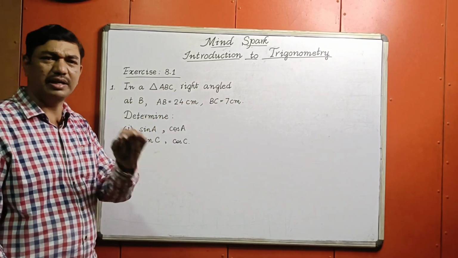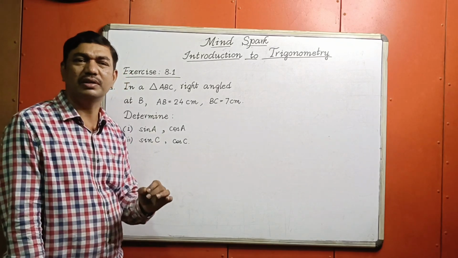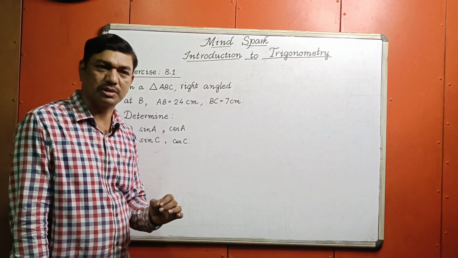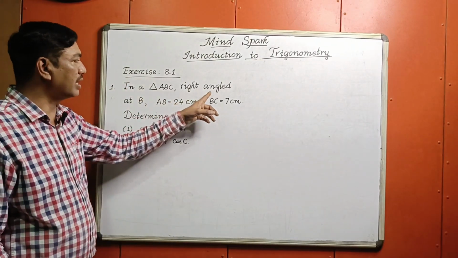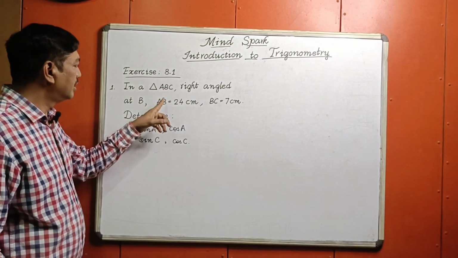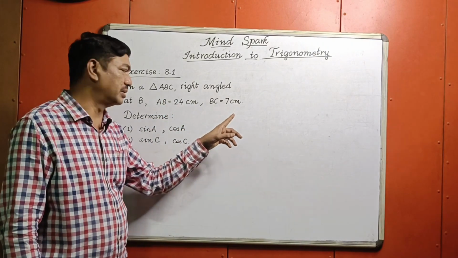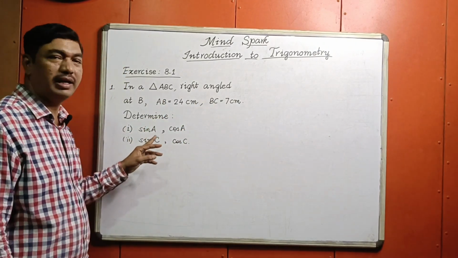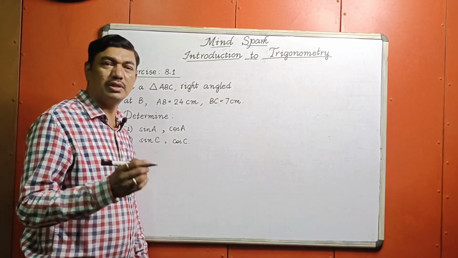So every line you have to study properly. Read the question carefully. Two times you should read the question and then analyze it. Where it is right angle at B, AB is equal to 24 centimeter, BC is equal to 7 centimeter, and determine sin A, cos A, sin C, cos C. So first of all, you should draw the diagram.